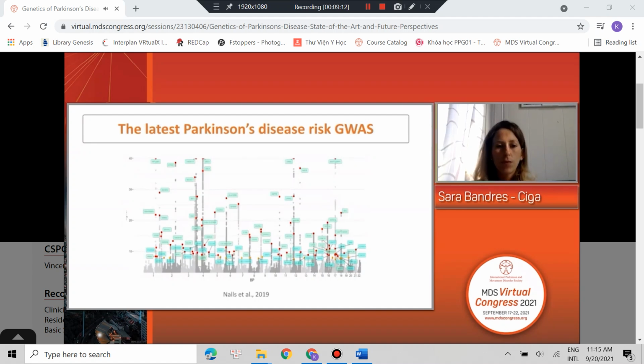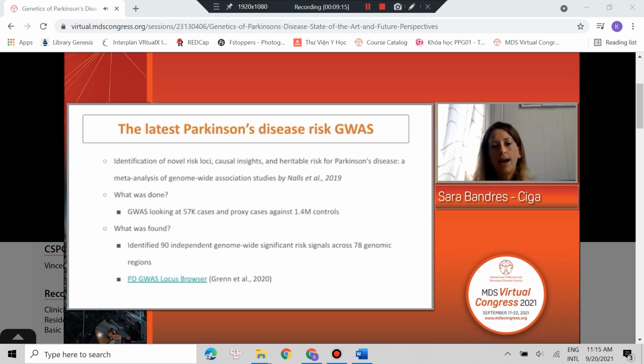So looking at where we are now, what have we learned? The last genome-wide association study meta-analysis conducted in the European population, the one whose Manhattan plot I just showed, allowed the identification of up to 90 independent genome-wide significant risk signals across a total of 78 genomic regions. And this included about 57,000 cases and proxy cases.